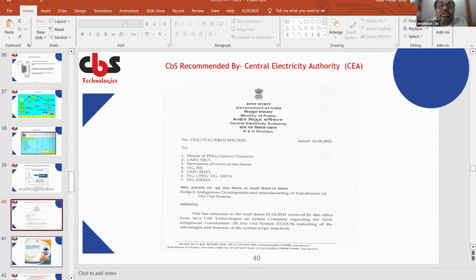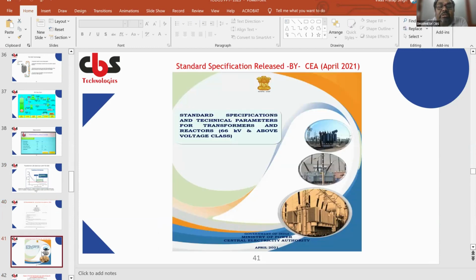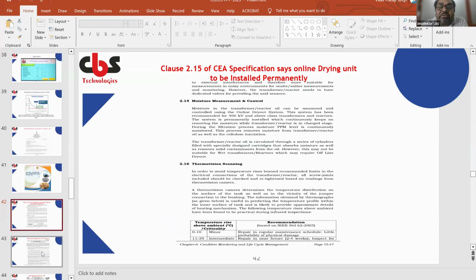This is a letter from CEA. Next. This is the standards specification released by CEA in April 2021. Next.